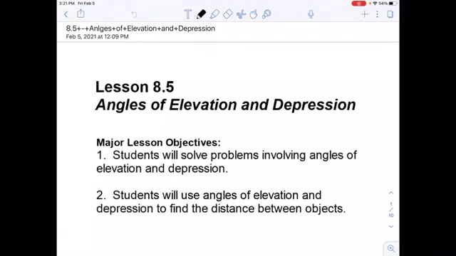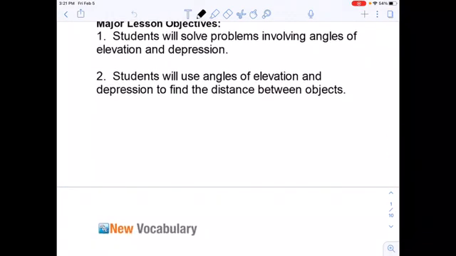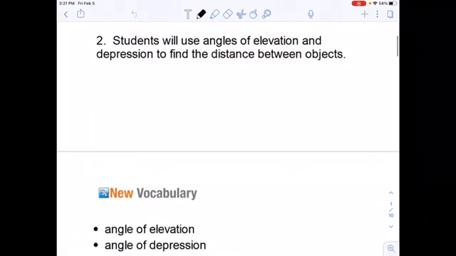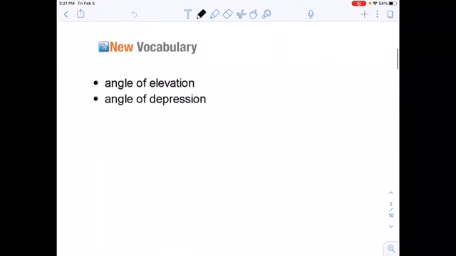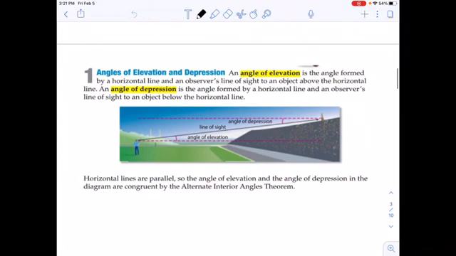Hello, today we are going to cover 8.5, angles of elevation and depression. Students will solve problems involving angles of elevation and depression, and students will use angles of elevation and depression to find the distance between objects. So we have angle of elevation and angle of depression as our new vocab terms. We'll get right to it.